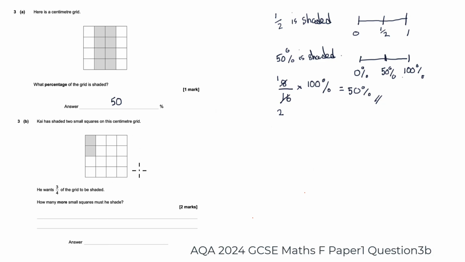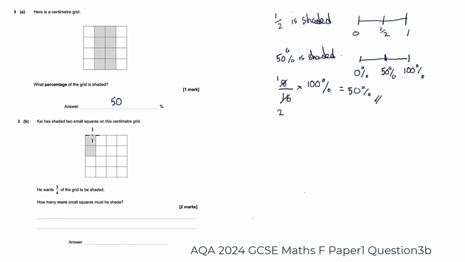We've got another centimetre grid here, and Kai has shaded 2 small squares, and he wants to shade 3/4 of the grid. So what do we know about 1/4 of the grid? Well, one of these columns would be 1/4, and another 1/4, that would give us 1/2. Another 1/4 would be 3/4, then another 1/4 would give you the whole grid.